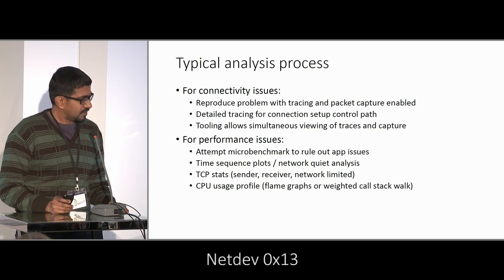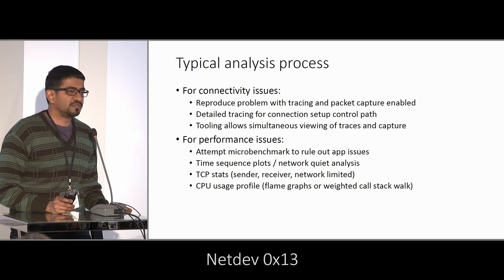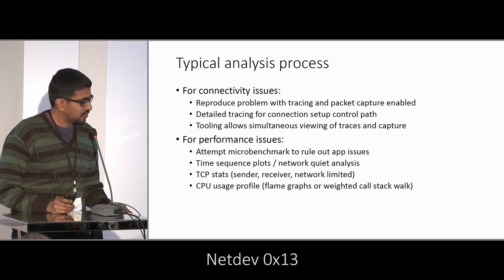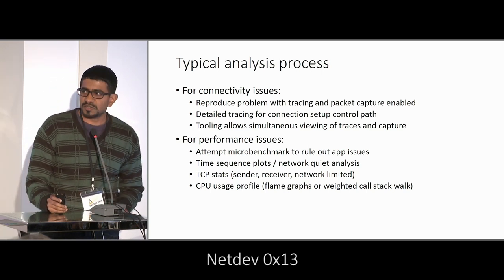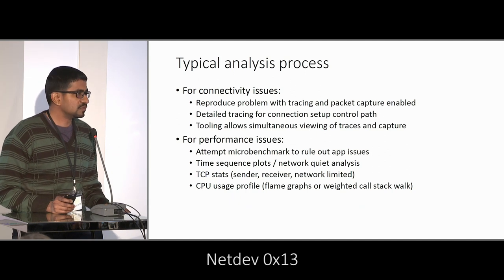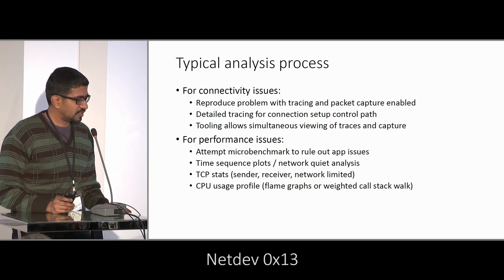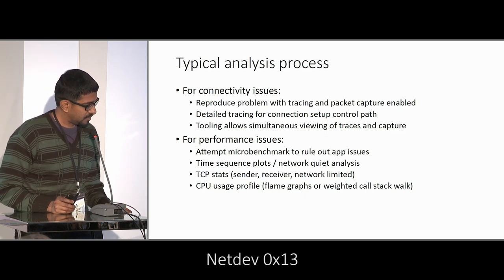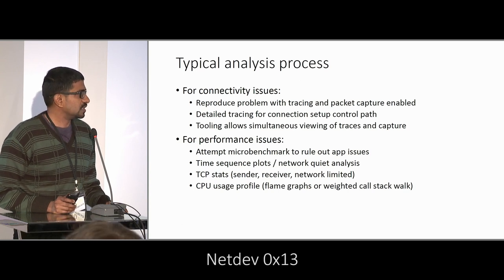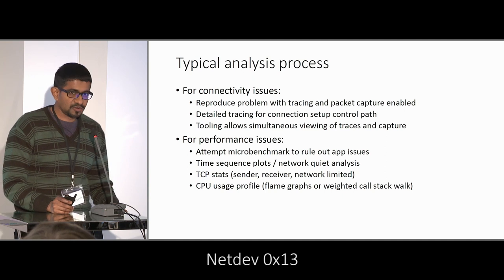For performance issues, one of the things that we have found very useful is to have a micro benchmark that is written to rule out any kind of application issues. So this could be iPerf, for example. Running iPerf with settings that are good enough to saturate the link is one of the first things we would do to rule out that this is a network stack problem. Of course, time sequence plots, any sort of analysis of gaps in the capture, those are things that typically stand out when there are performance issues. That would be indicative of either an application problem or a TCP level problem, but typically that's what you would look at to figure out why performance is bad. We talked a lot about TCP info and TCP estats, so those are very widely used to figure out where the bottleneck is, whether it's on the sender, the receiver, or the connection is network limited.